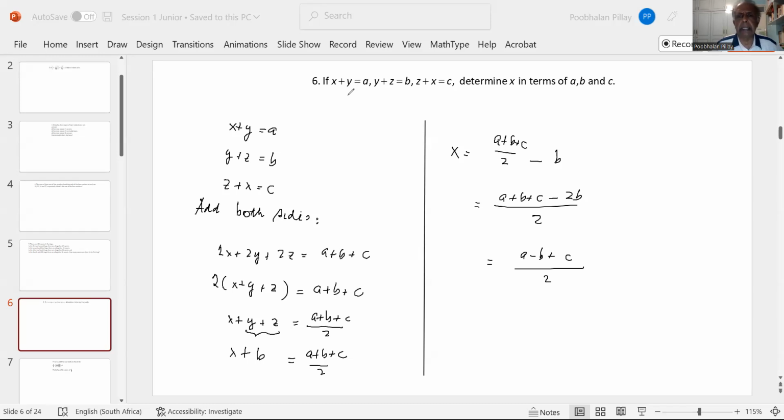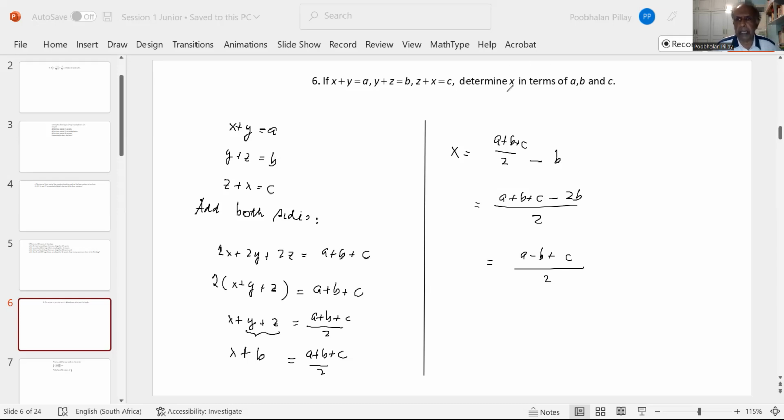Problem number 6 reads like this. If x plus y equals a, y plus z equals b, z plus x equals c, determine x in terms of a, b, and c. This is very similar to the earlier problem we did. X plus y, first plus second, second plus third, third plus first, right? And when you write them down like this, now this time you don't have numbers, you have symbols, but exactly the same process that we used there, we can use here to solve this problem.